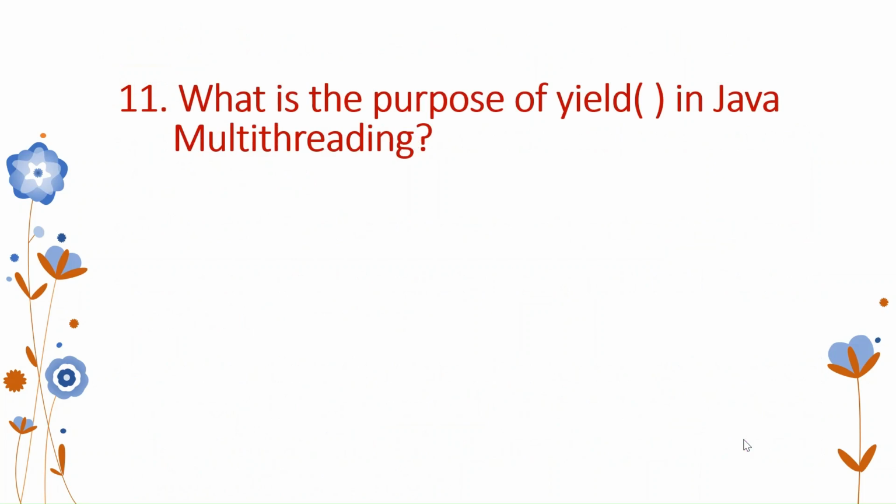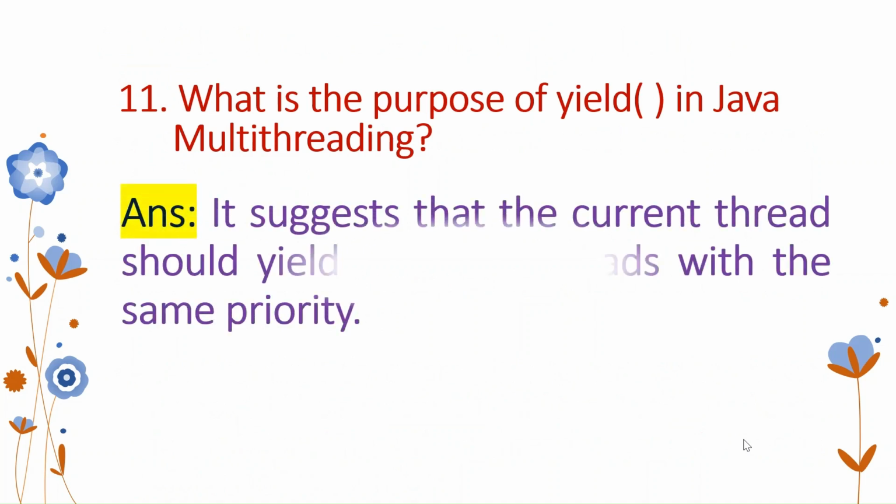What is the purpose of the yield method in Java multithreading? It suggests that the current thread should yield to other threads with the same priority. In the runnable state, all the threads are waiting to get a chance for execution. Some threads might have the same priority. The scheduler takes a thread from runnable to running state, and after some time, the thread which was running can be put back into the queue. The other thread with the same priority number can get a chance.